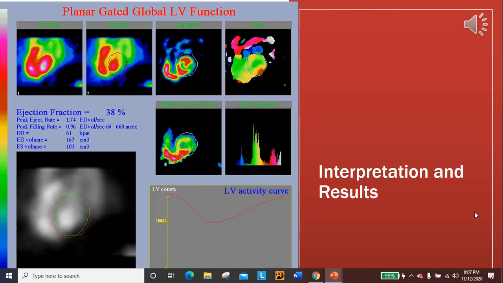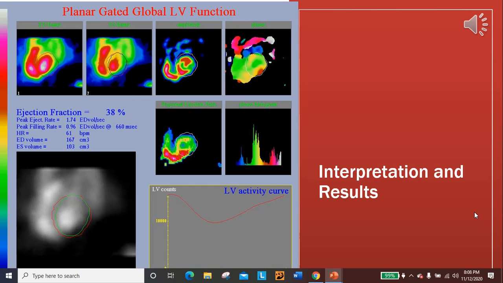On the right, you see the left ventricle activity curve, and that's going to show the peak ejection rate and the peak filling rate for the left ventricle. And then you can find that information above the picture of the LAO, and it shows you the actual volume per second that's being ejected or filled. It shows the heart rate, the end diastolic volume, the end systolic volume, and of course the ejection fraction.